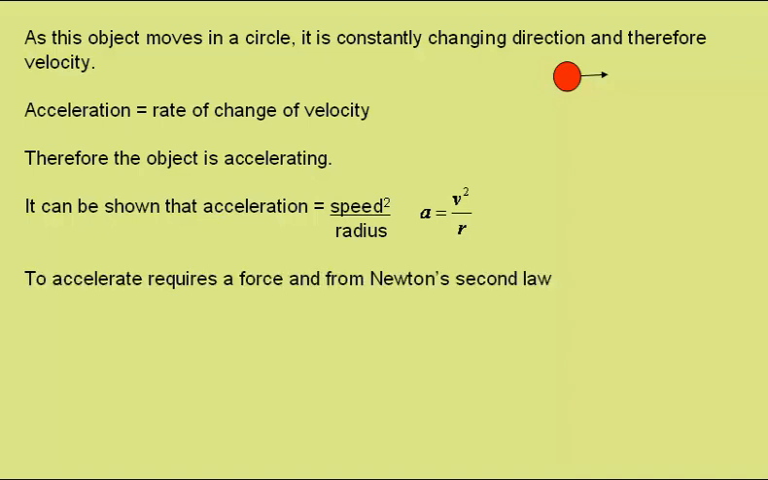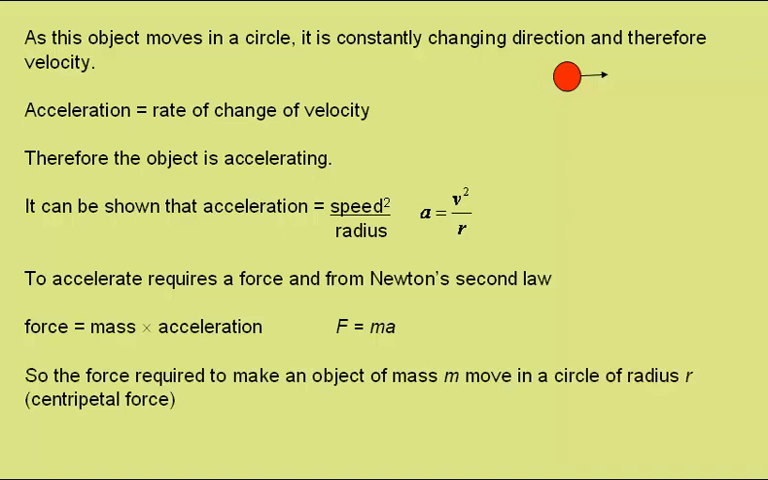To accelerate requires a force, and from Newton's second law we know that force is equal to mass times acceleration, or F equals ma. So the force required to make an object of mass m move in a circle of radius r, this is called a centripetal force, is given by F equals mv squared over r.